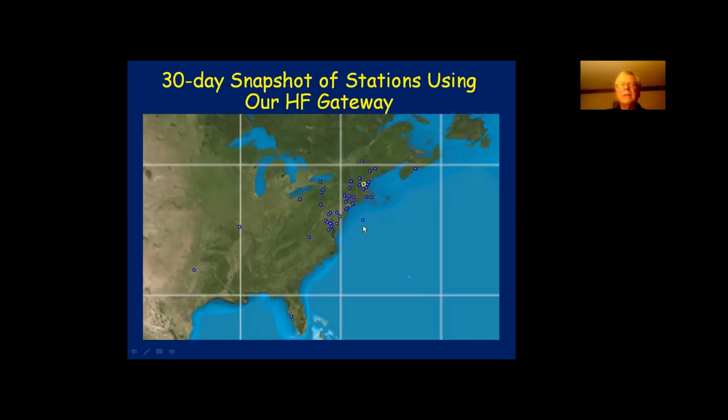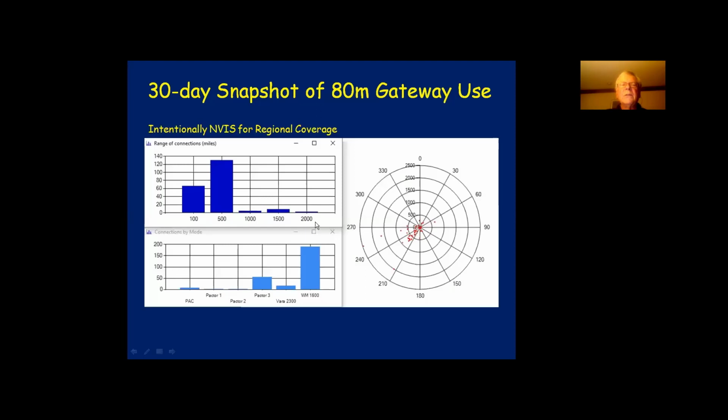This is a sailing vessel. It had an SV6 call sign, I guess, so obviously a European origin. But you can see we occasionally have people coming in from fairly far away, but most of the use is in the NVIS range. And that's intentional. You can see this is a range of connections, again, a 30-day snapshot on 80 meters. And most of our connections come in within NVIS range. A few of them are a little bit farther away, but for the most part, they're where you would expect.